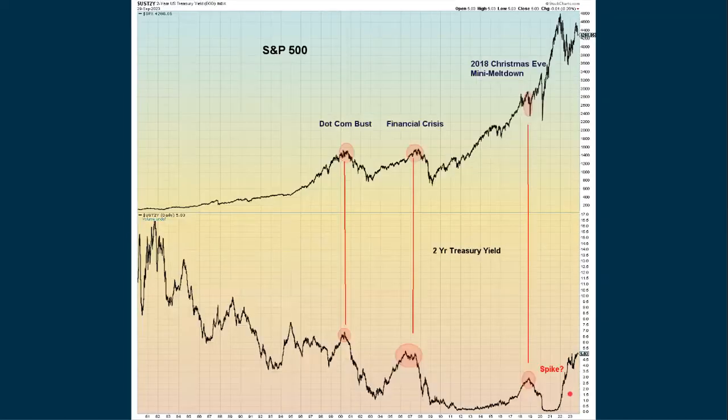Then we look at the 2-year Treasury yield. Sometimes when this has really been going up and spikes and starts to come down, that might give short to intermediate term support to the S&P. The problem is the 2-year yield keeps going up, so it hasn't really topped out yet.